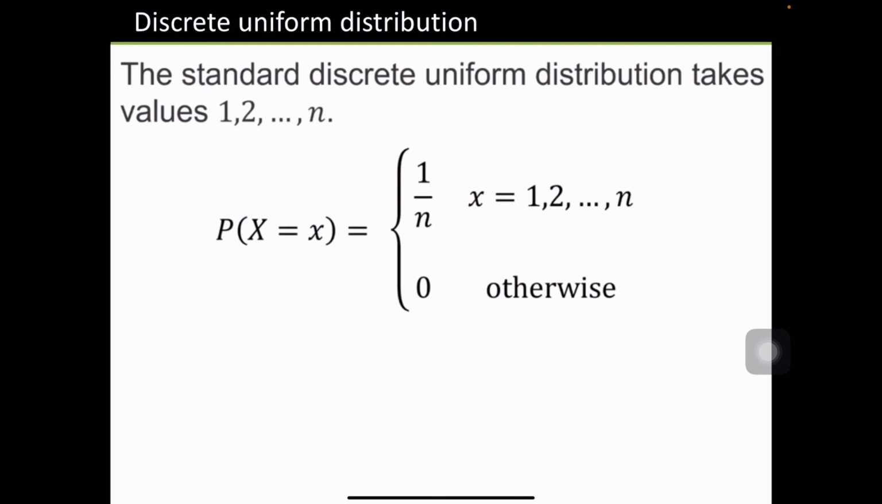Discrete uniform distribution. So the standard discrete uniform distribution takes values 1, 2 up to n. As you guys know, uniform distribution means that each outcome has the same probability. So for example, rolling a fair six-sided dice, the probability of getting a 1, 2, 3, 4 up to 6 is going to be 1 over 6. They're all going to have the same probability.